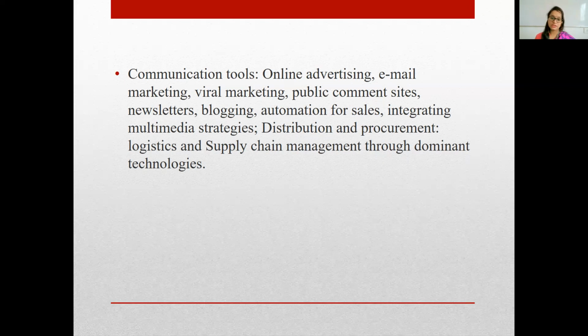The last P is distribution and procurement, that is the place, which is trying to learn what is the logistics and supply chain management through dominant technologies. Why would I say dominant technologies? These companies these days are trying to expand their SCM with the help of technology, which keeps on changing on a day-to-day basis. How good are these technologies and how safe and secure are these technologies all about? That would be covered in this module.